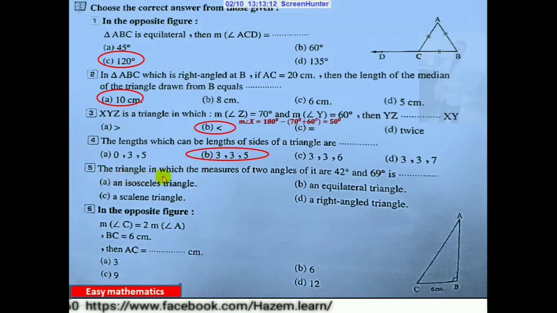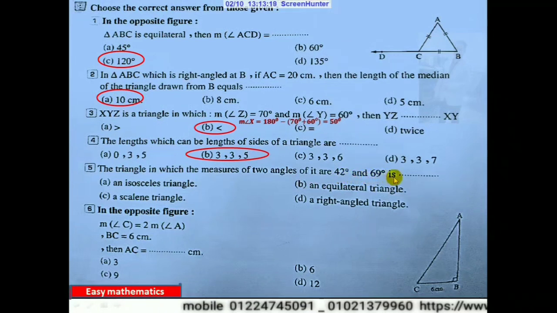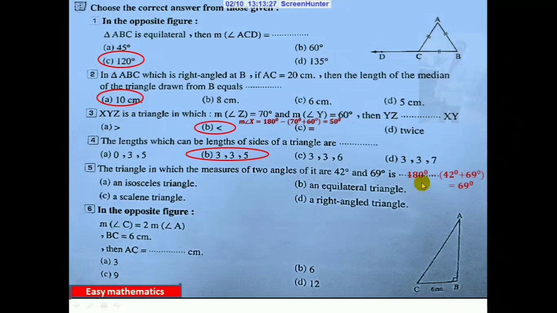Number 5: the triangle in which the measures of two angles are 42 degrees and 69 degrees is what? To find the type of this triangle, first we must find the third angle. By this rule, we subtract the sum 42 plus 69 from 180, and it will equal 69 degrees. And we have here two equal angles, so the type of this triangle will be letter A, an isosceles triangle.